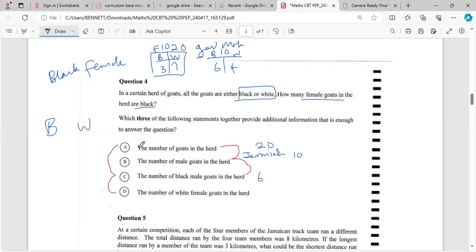We could explore that one. We need to know the number of goats. I agree with this. I would skip out B. Because we don't need to know the total number of male goats. Why, sir? Because we want to find out the number of white female goats. The number of male goats in the herd would not affect it.